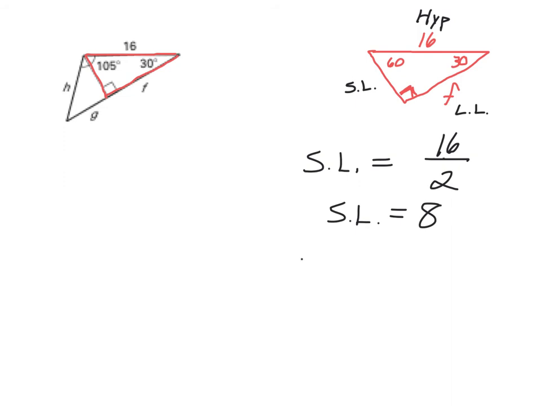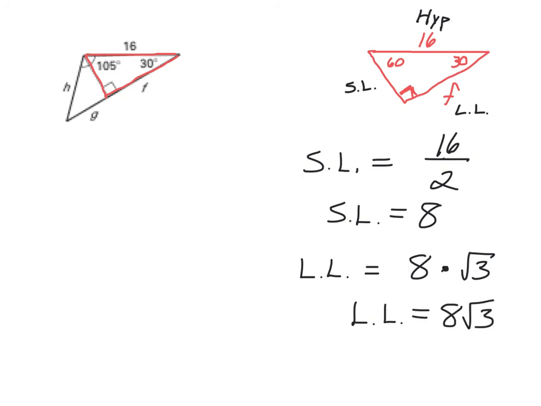Next, if I want to figure out what the long leg is, I'm going to have to take the short leg and multiply it by radical 3. Well, in this case, once again, it should be pretty easy. The short leg is just a whole number, so I'll just plug that in, and it tells me that my long leg is just going to be 8 radical 3. So now I can go back and plug this information into my picture. So we have the short leg, which is 8, and the long leg, which is 8 radical 3.